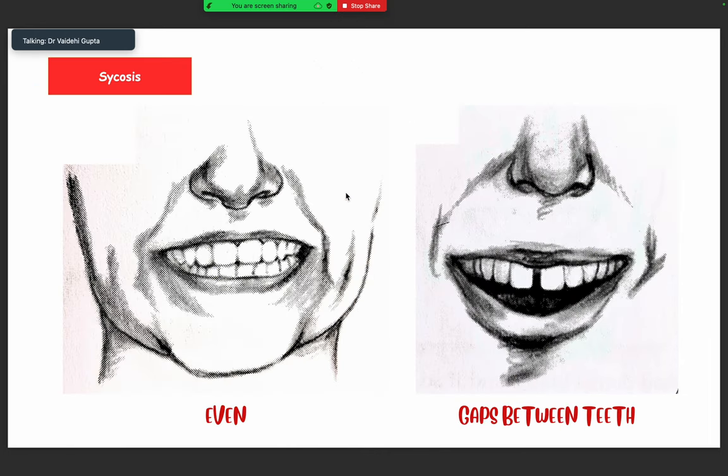In Psychosis, the teeth are even. In Psora, the front two teeth are longer in size. But in Psychosis, it is quite even in structure and in size. It is Psychosis. Also, when there is a gap between teeth, it is also Psychosis.